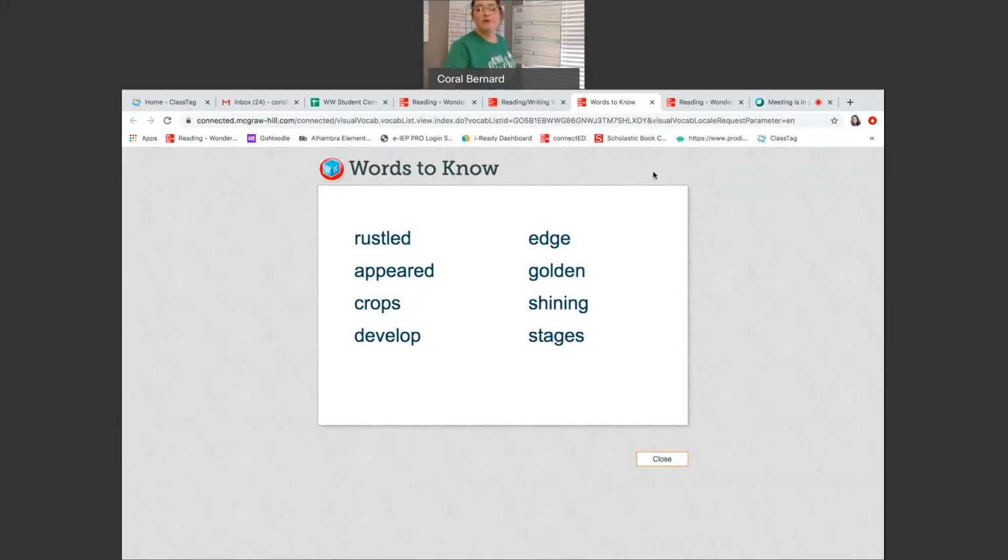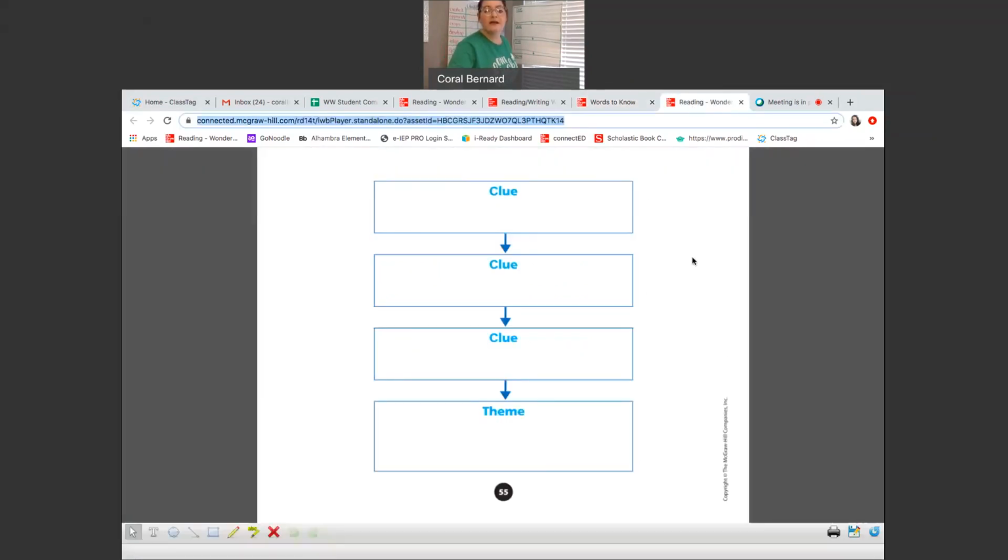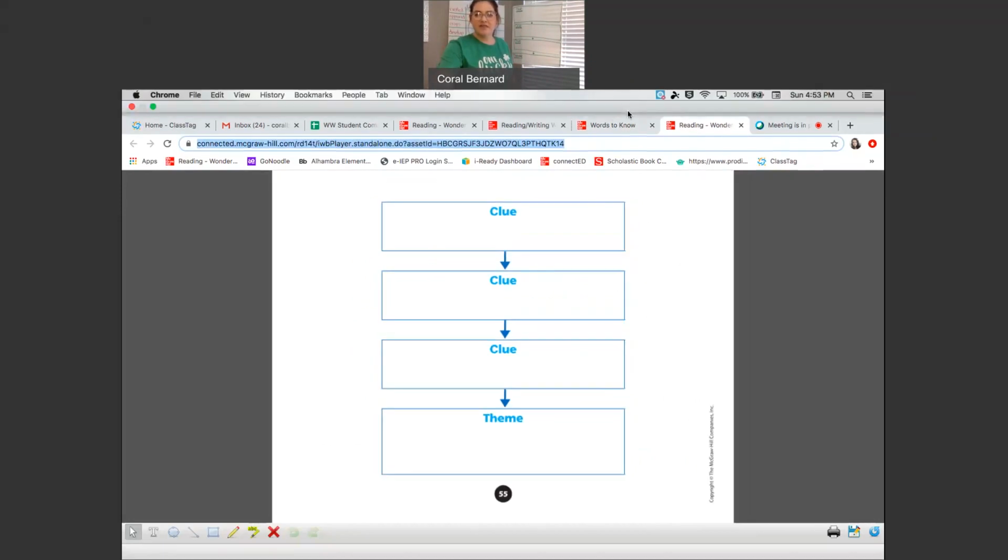Let me go ahead and pull up the skills anchor chart right here. So you can pause the video here to draw out your anchor chart for theme. 3 clues that will lead us to identifying the theme of the story.